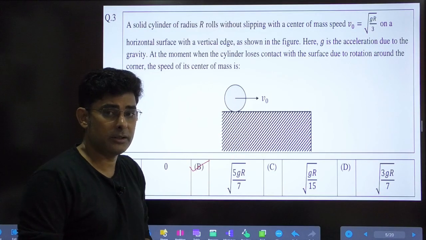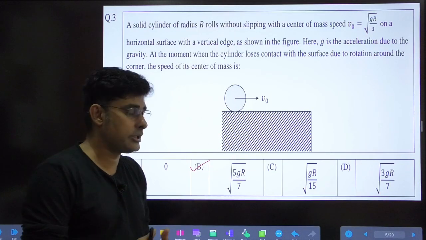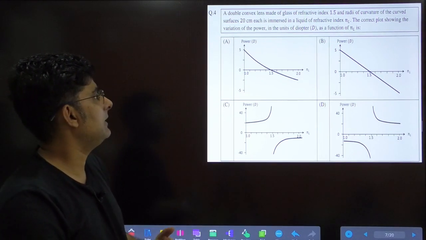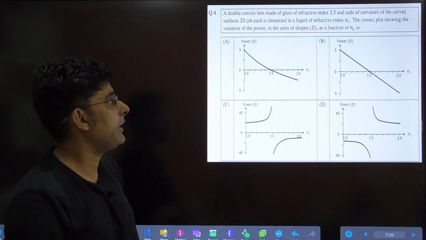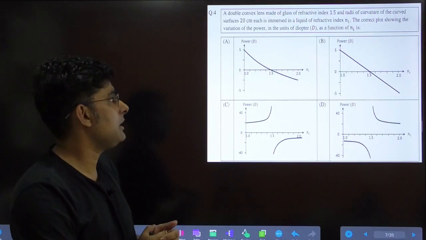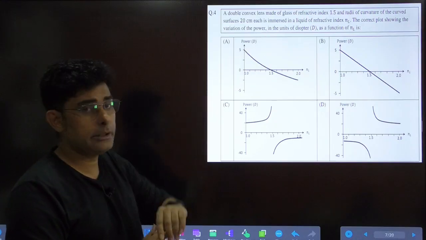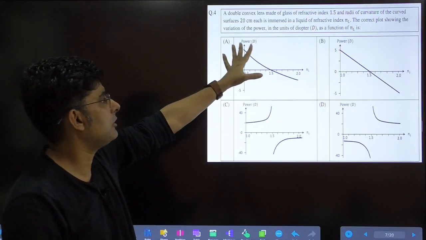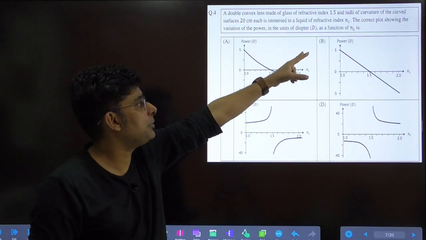So let's now move to the next question, question number 4, in which they have given a double convex lens made of glass of refractive index 1.5. The radii of curvature of the curved surfaces are given as 20 cm each. Now this lens is immersed in a liquid whose refractive index is given as NL. They are asking for the correct plot showing the variation of power, taken in diopters, as a function of NL.